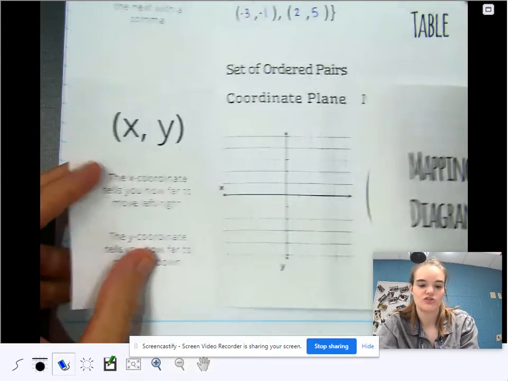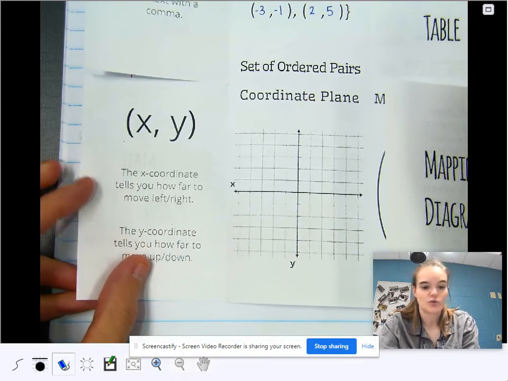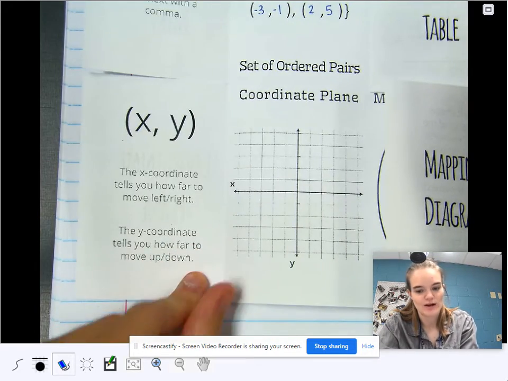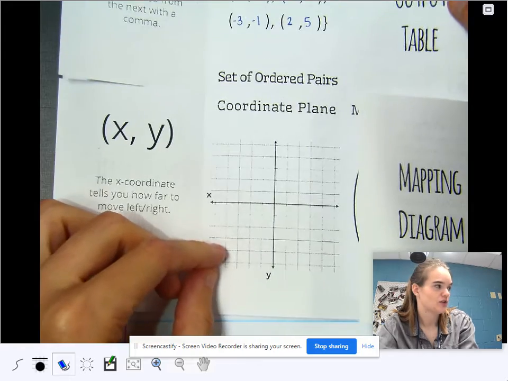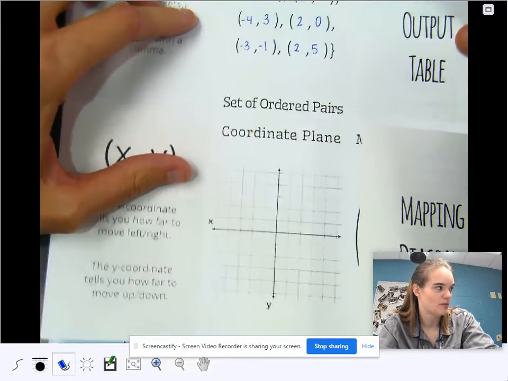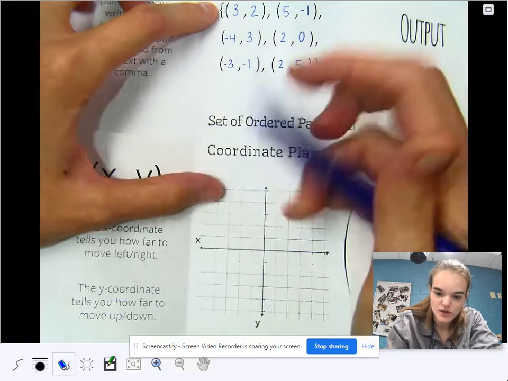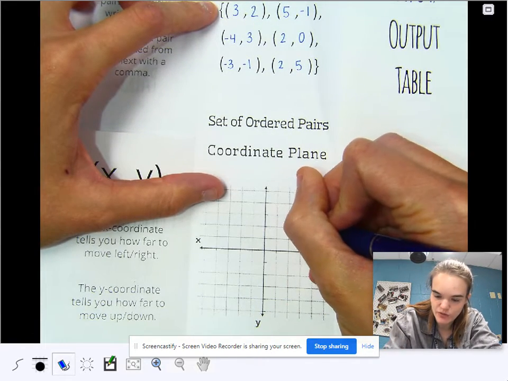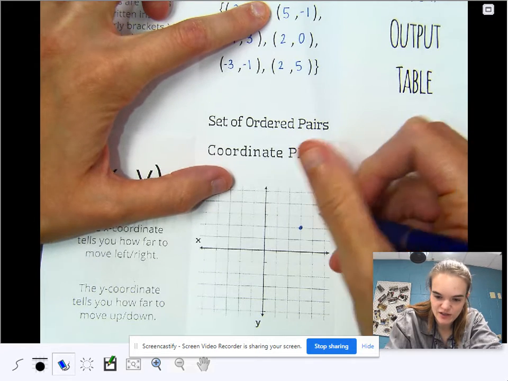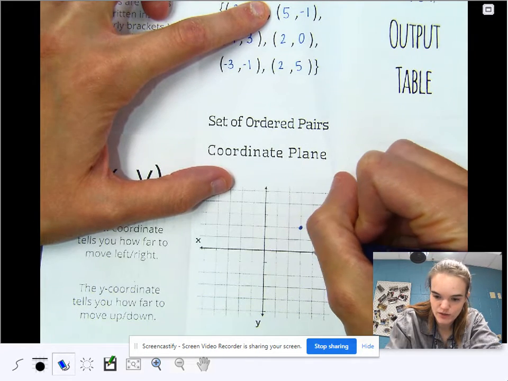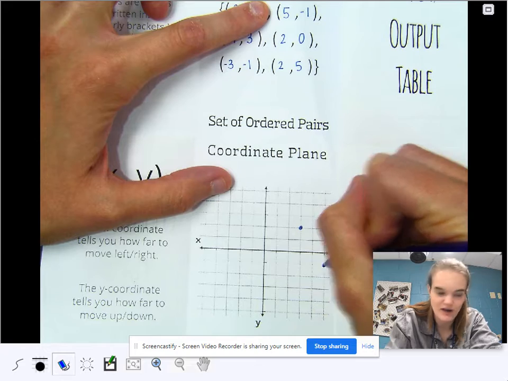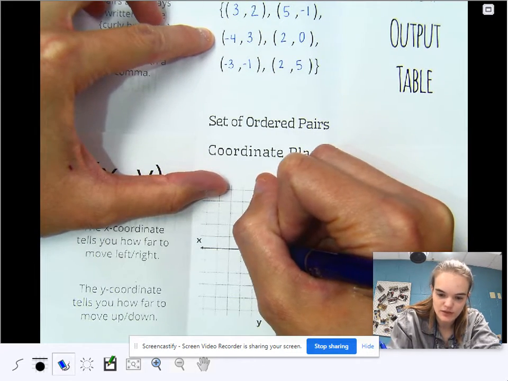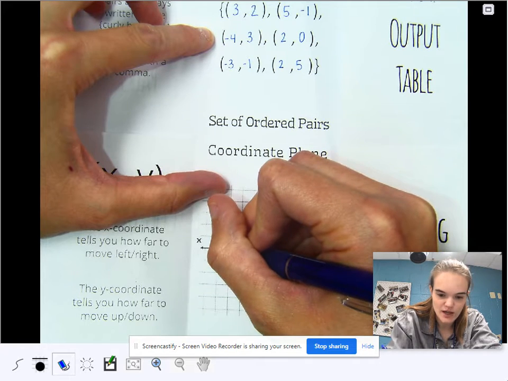The coordinate plane is just graphing it. The x-coordinate tells you how far to move left or right. The y-coordinate tells you how far to move up or down. I'm going to graph in the order they are up here. (3, 2): over 1, 2, 3, and up 2, there is (3, 2). (5, -1): 1, 2, 3, 4, 5, down 1, there's (5, -1). Negative 4, then up 3: (-4, 3).